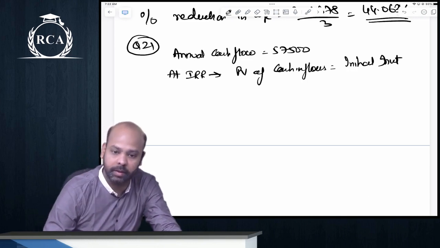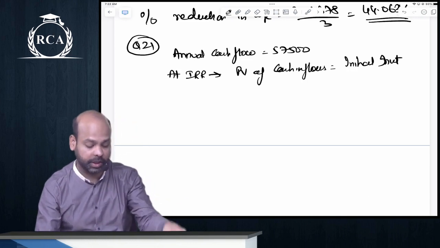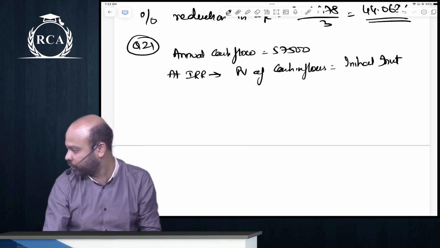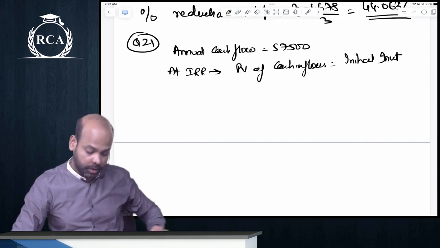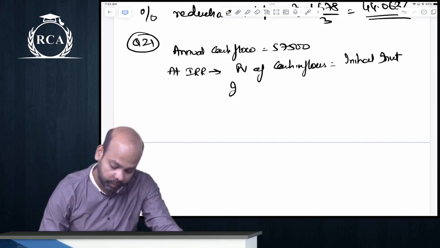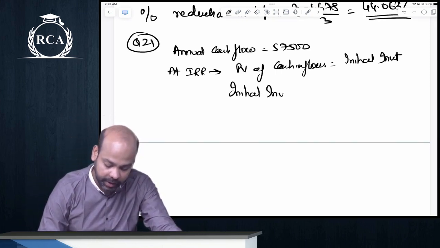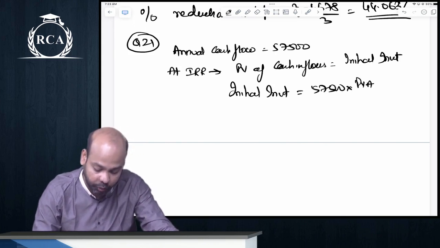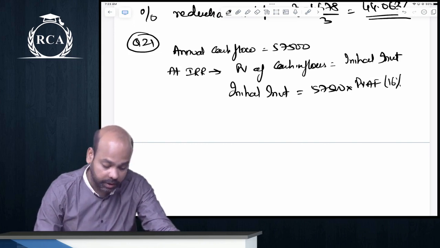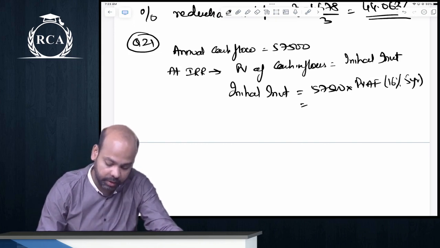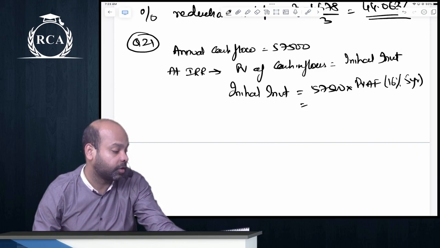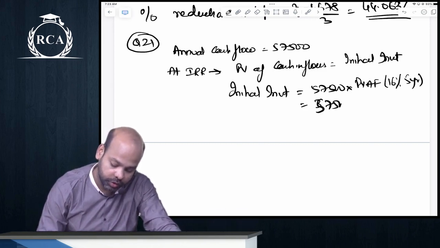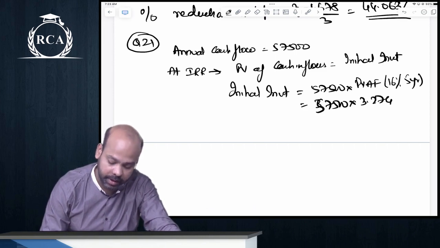How do we compute IRR, beta? By equating the present value of all the cash flows, guys, to your initial investment. The NPV should be 0. याद है नहीं है? So here, guys, I can write initial investment as 57,500 multiplied by PVAF at what rate, beta? IRR कितना है? 16% for a span of 5 years. 16% 5 years cumulative discounting factor is given in the question: 3.274. कितना हो जाएगा बेटा ये?